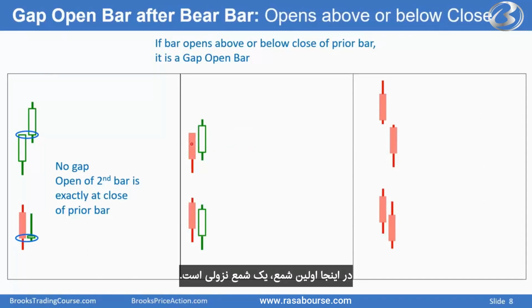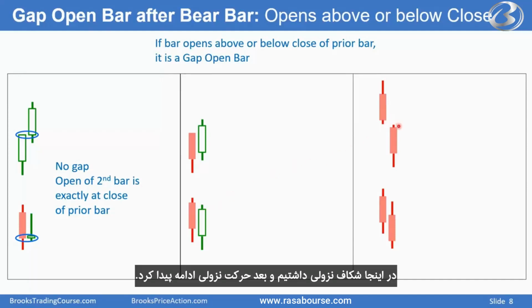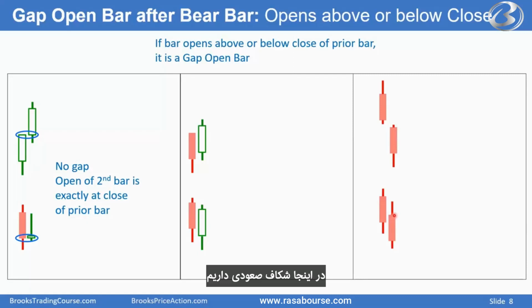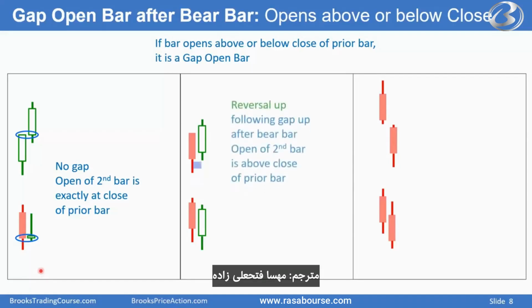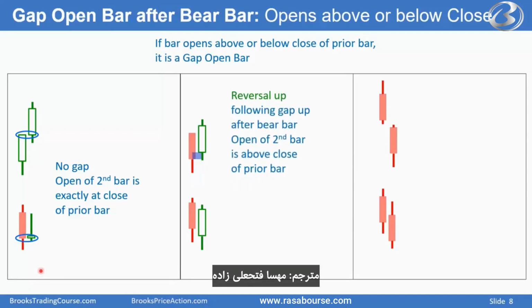Instead of the first bar being a bull bar, here the first bar is a bear bar. Here's the close of the bar, and we gapped up. We're reversing up. Here we gapped down, and we reversed up. In this case, we gapped down, and we continued down. We gapped up. This open is above the close of that bar, and we continued down. Two reversal setups with a gap up and a gap down.